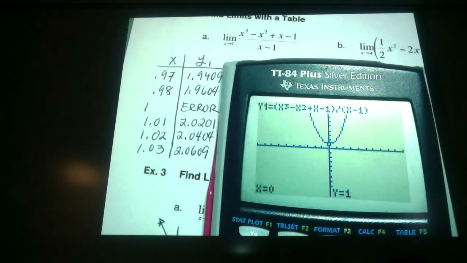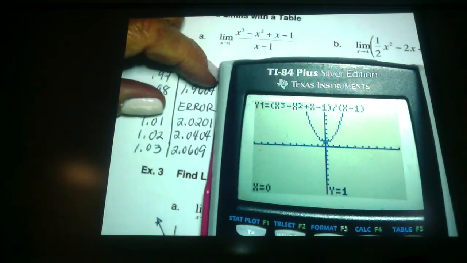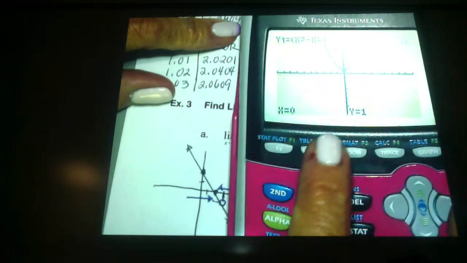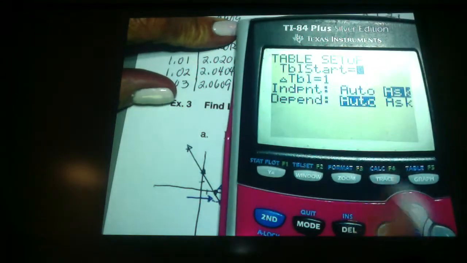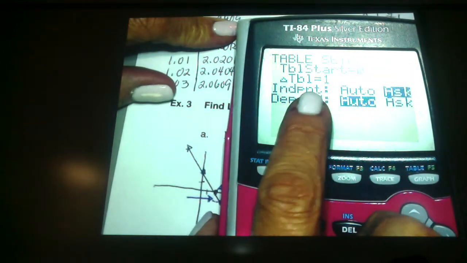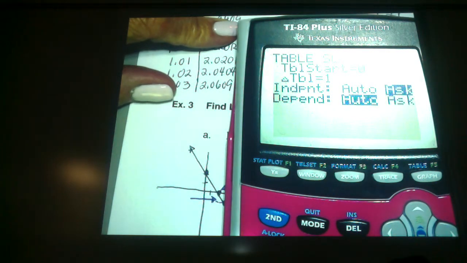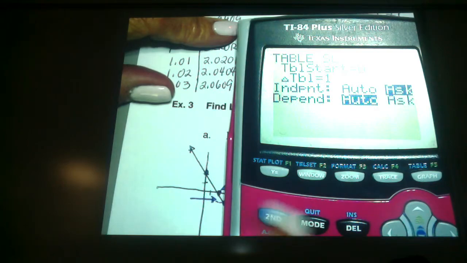Oh, okay, so if your table's not allowing you to type in, you want to go to table set. So you want to go to second window, and then see where it says independent, that's your x variable. You probably have it on auto. You want it to say ask. And then you want the dependent to be auto, so it'll automatically calculate it for you. Okay? You guys good with that? Okay. So then hit second quit, so come back out.